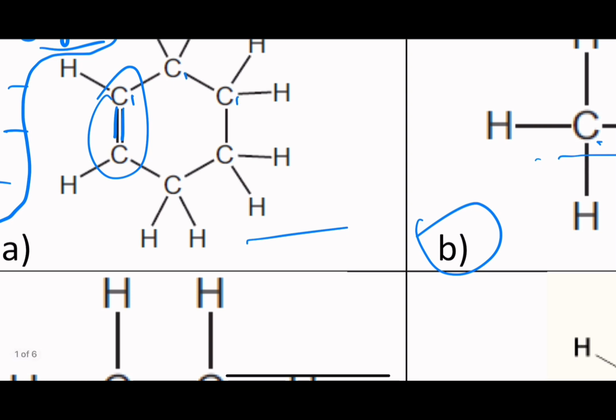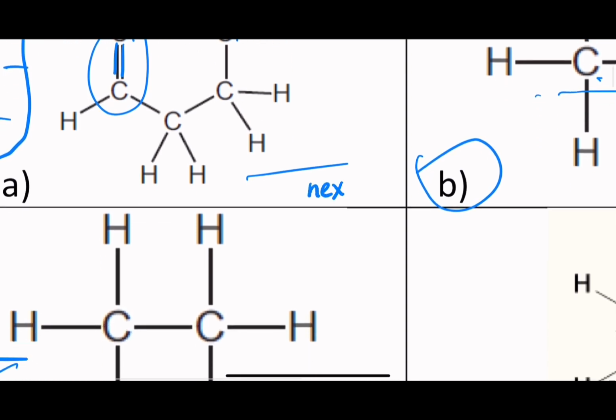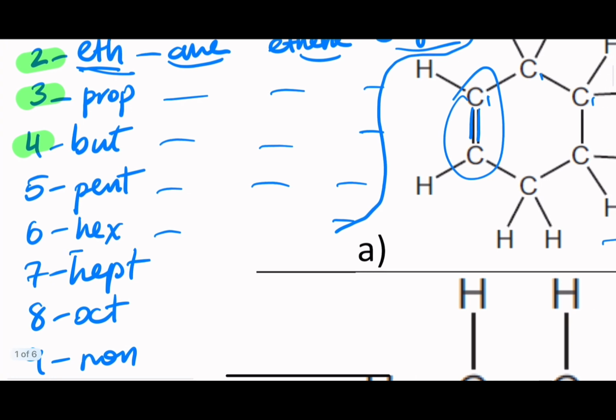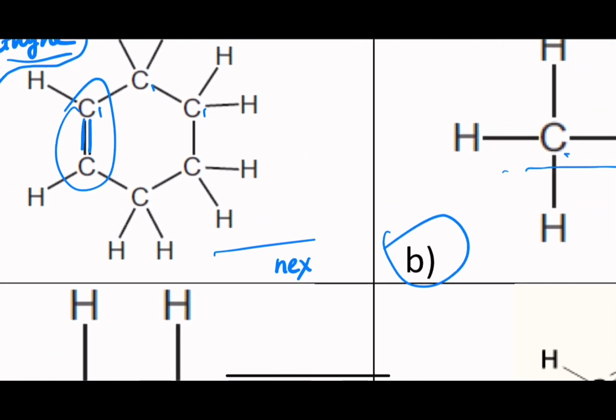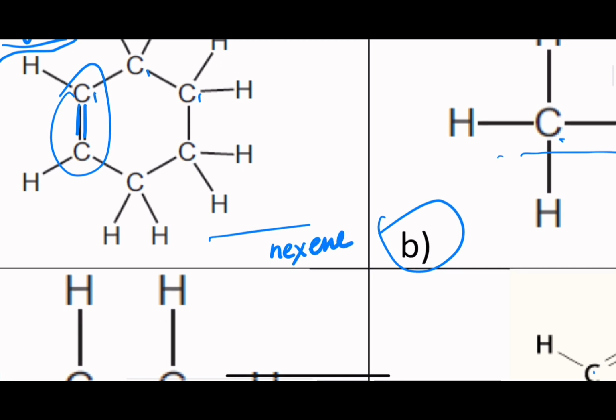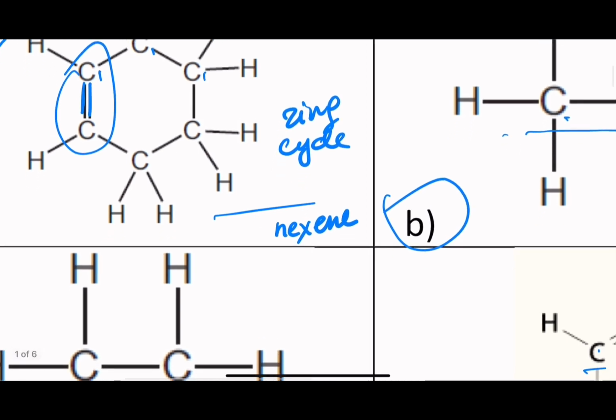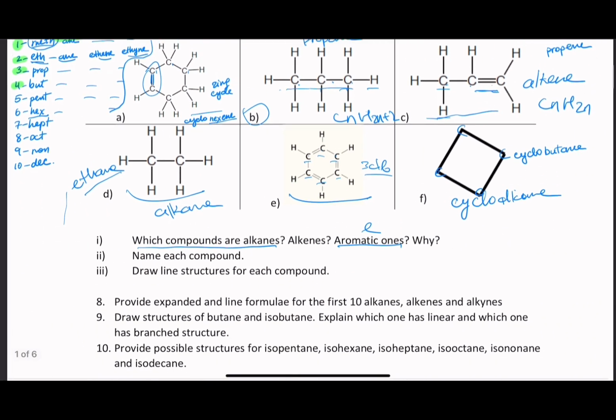And then for this one, look here, I have a double bond and I have 6 carbons. So 6 carbons is hex. And then we have a double bond, so it is hexene. And because it is in a ring, or cycle, we're going to call it cyclohexene, okay? So these are the names.